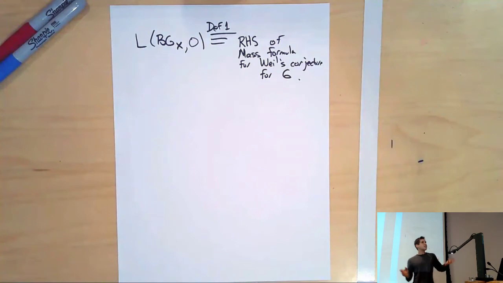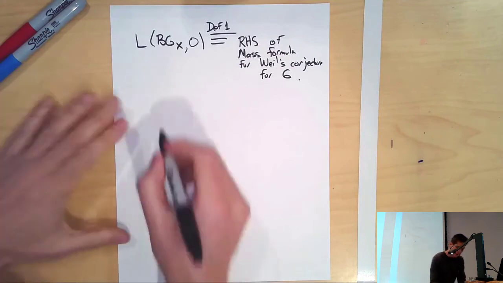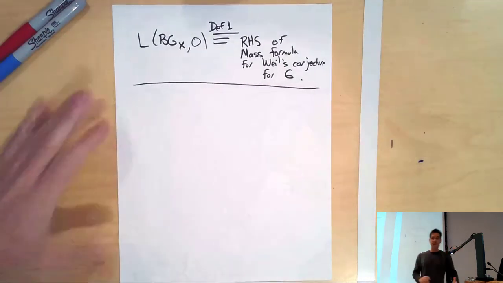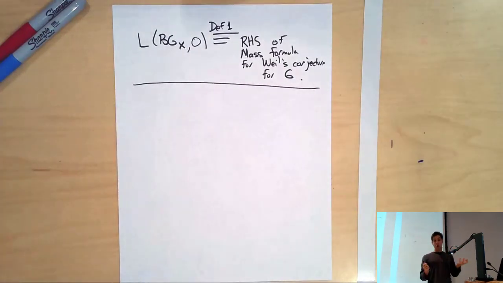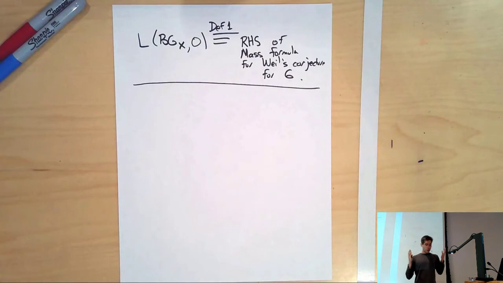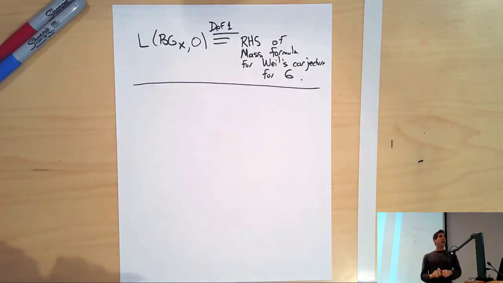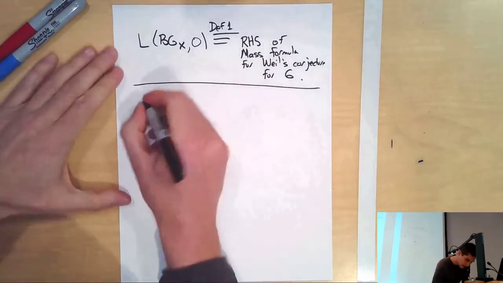Now, as you might guess, we're going to try to get some mileage out of seeing what description 2 of this L function buys you. So description 2 says we shouldn't look at the stalks of this sheaf F_{BG_x}. We should instead think about the cohomology of this sheaf, and I want to relate that to the moduli stack of G-bundles on X. So what's the relationship?